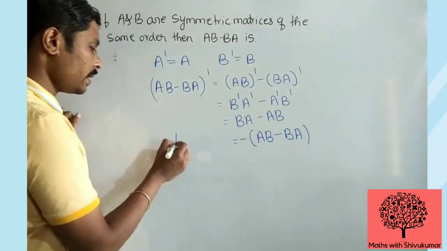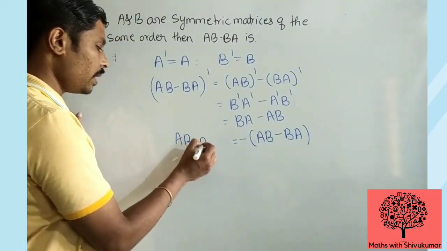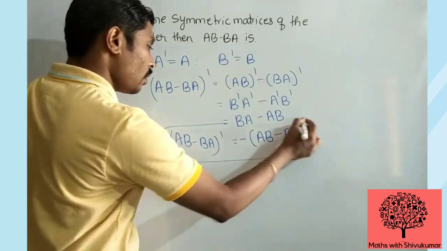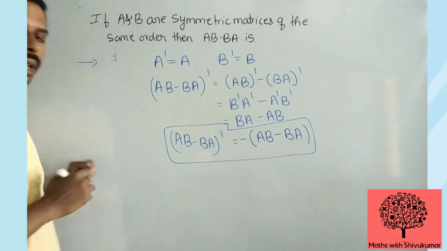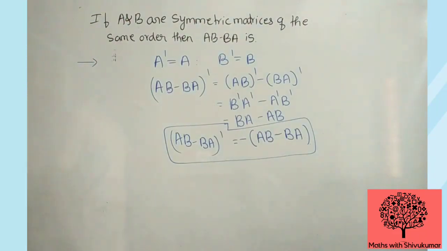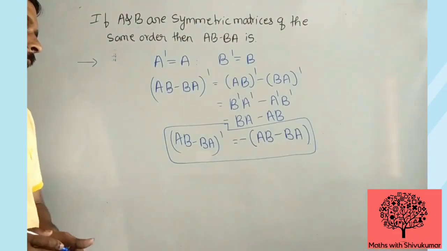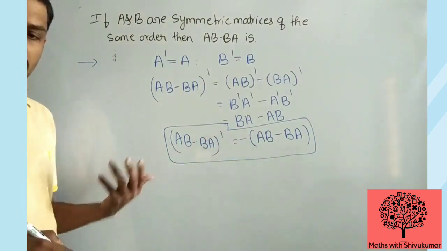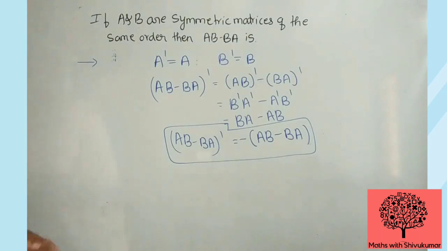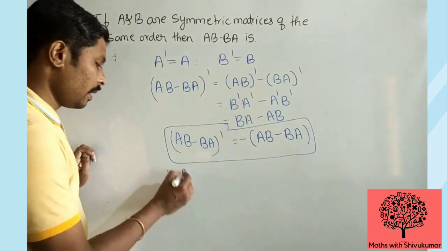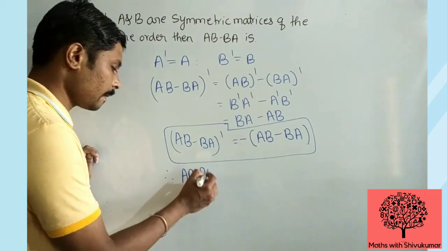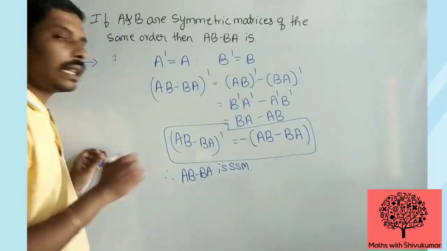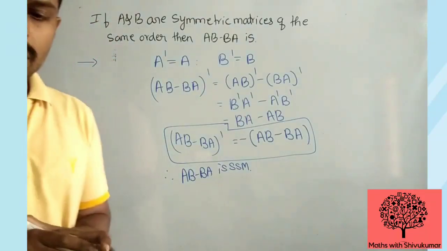So what did we get, students? AB minus BA whole transpose is equal to minus of AB minus BA. Now tell me, what is the meaning of this? Is it symmetric or skew symmetric? I got A transpose equal to minus A. So it is skew symmetric, no? Therefore AB minus BA is a skew symmetric matrix.